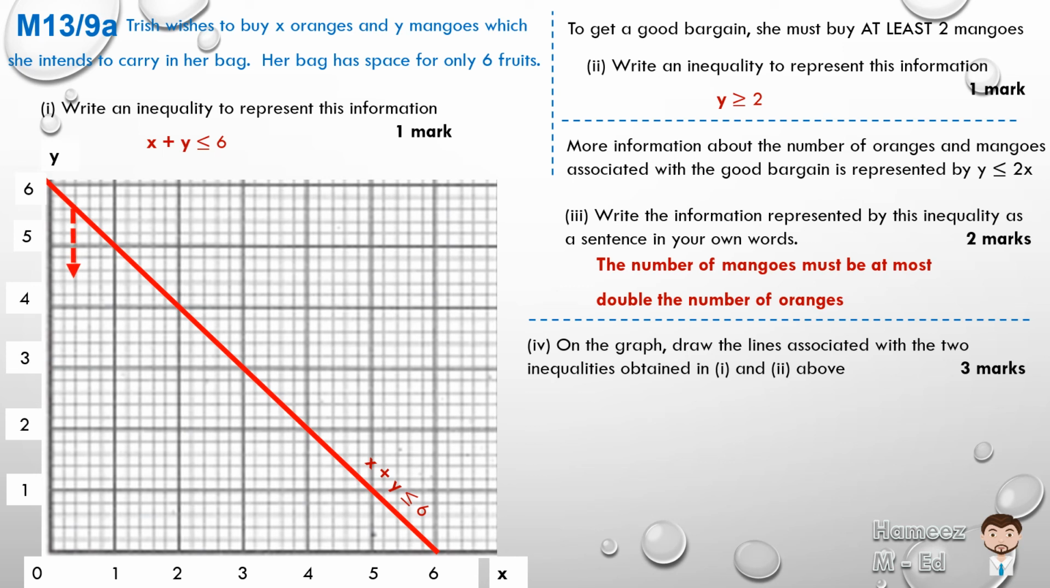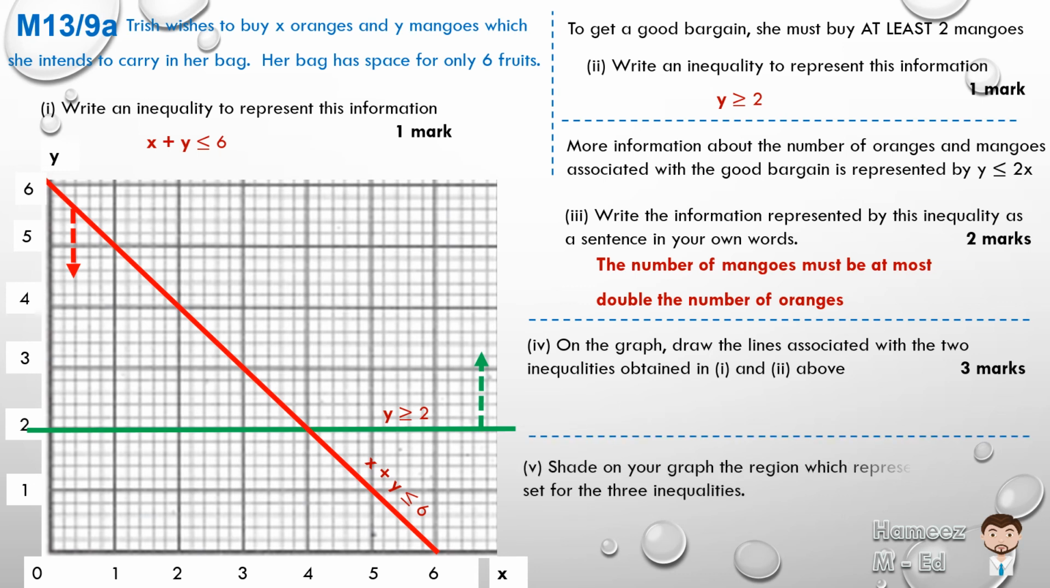And in the second inequality, y is greater than or equal to 2. So if we draw the line y is equal to 2, we go on the y-axis and we draw a green line going across, indicating y is equal to 2. Or it can be greater than 2, so we draw a green arrow up, showing us that the region on the green line or above will cover that inequality.